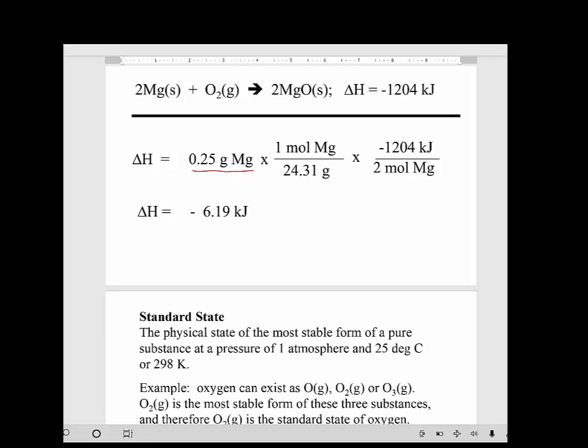To do this problem here, we're given 0.25 grams of magnesium. We convert that to moles by dividing by the molar mass of magnesium. So this gives us the moles of magnesium. And from our chemical equation here, we evolve 1204 kilojoules of heat per 2 moles of magnesium. So we'll multiply the number of moles of magnesium that we're given by the 1204 kilojoules per 2 moles of magnesium. You get a minus 6.19 kilojoules of heat released.